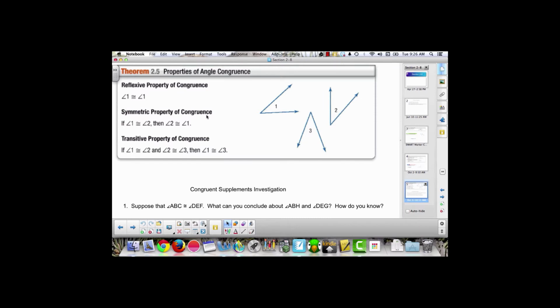Remember when we talked about properties, reflexive, symmetric, and transitive? We said that those can be properties of equality or congruence, and we looked at congruence with measures of segments. This box shows us that those properties of congruence also work with measures of angles.